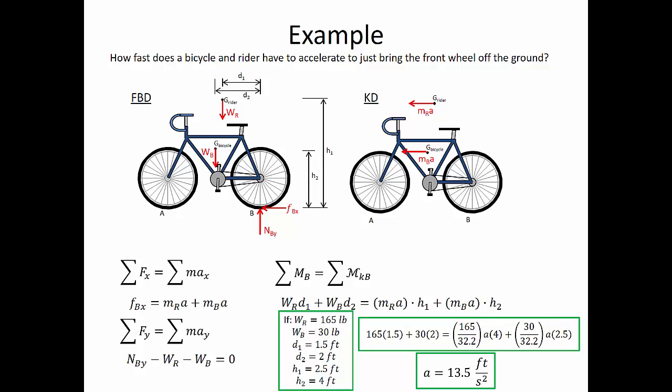I could have taken a moment about any point on that bicycle and used that same point on my kinetic diagram to take kinetic moments. I chose point B as stated earlier so that we could eliminate some of the forces, making the problem solvable. So let's summarize the equations that we can use.